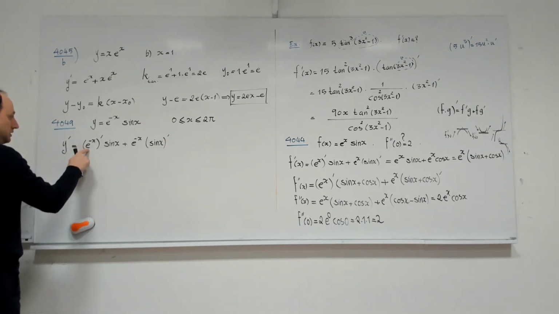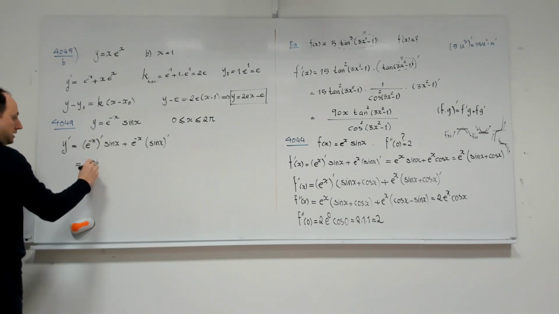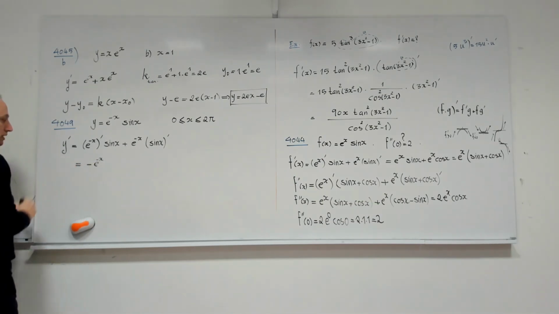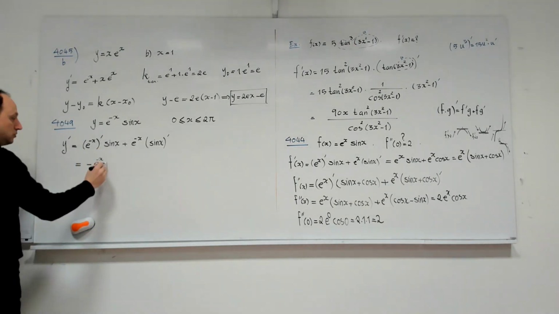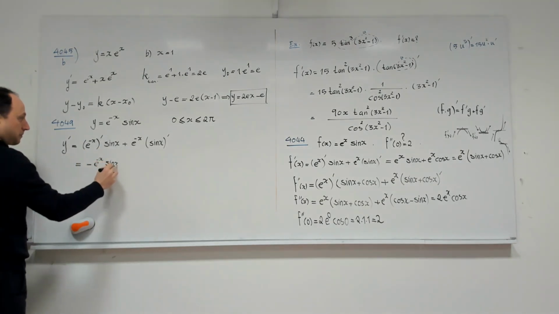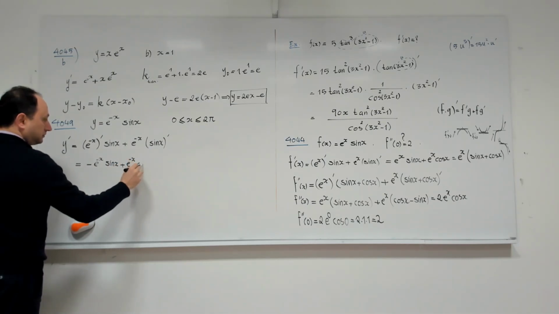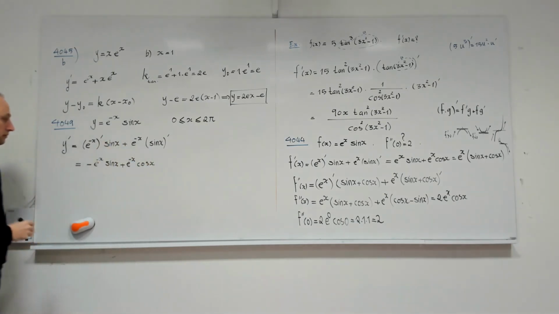So the derivative of e to power minus x is e to power minus x itself, but it is not finished because of the chain rule. I have to multiply by the derivative of the exponent, which is minus 1. So let me write a minus because of that. And then multiplied by sine x. The derivative of sine is cosine. So that is my derivative.